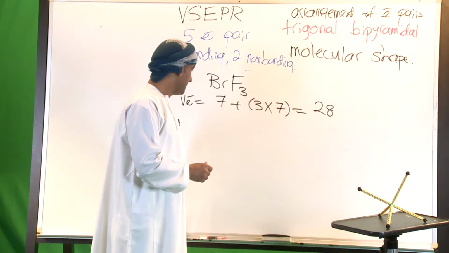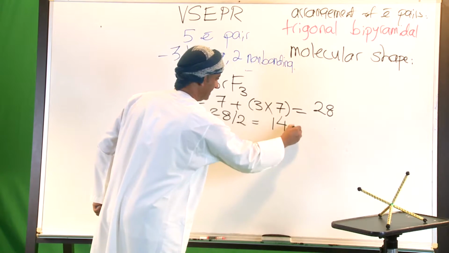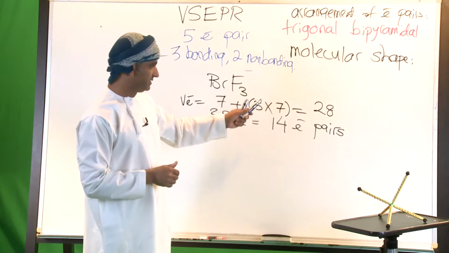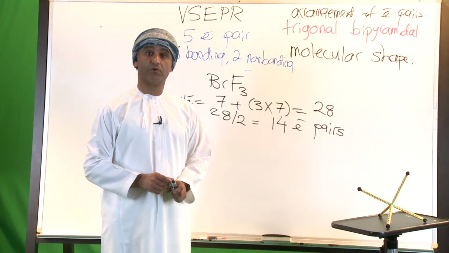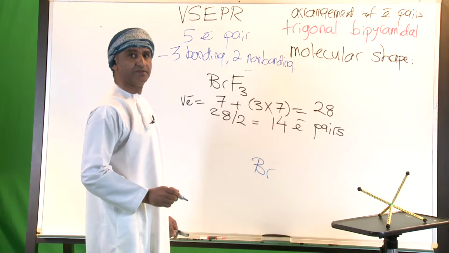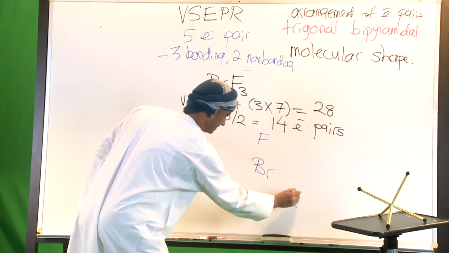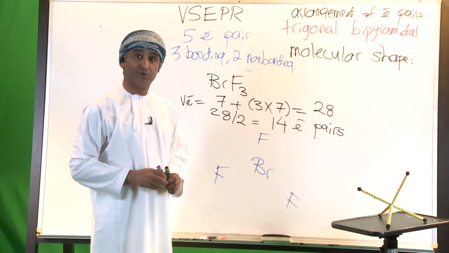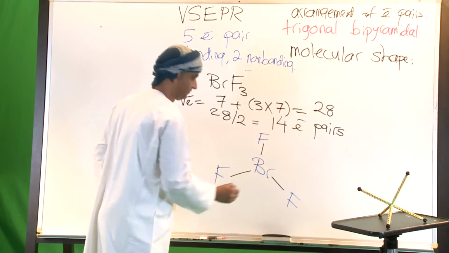Now if we divide that number by 2, so 28 by 2, we get 14 electron pairs, so 28 valence electrons total, 14 electron pairs in this bromine trifluoride case. We draw the central atom, so that's bromine, and the surrounding fluorine atoms, and there are 3 of them: that's 1, that's 2, and that's 3. And then we draw a single bond between the central atom and each of these surrounding fluorine atoms, like that.